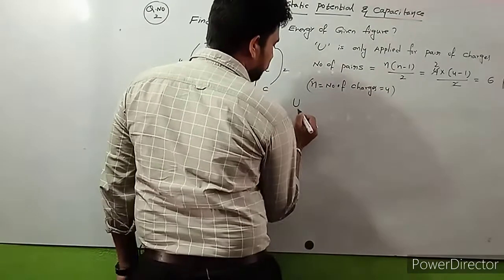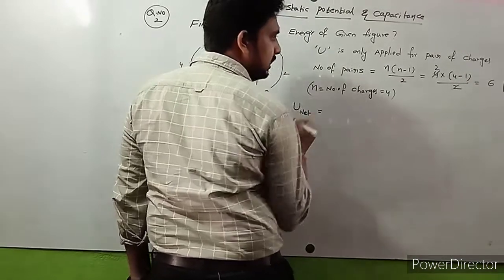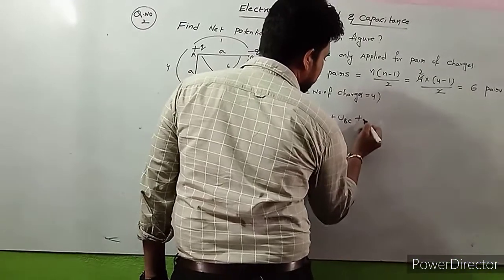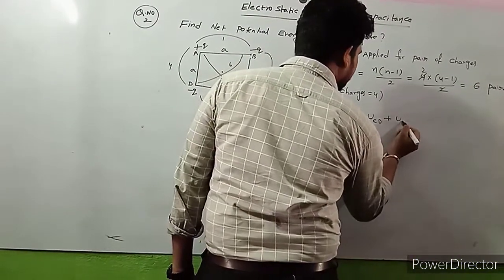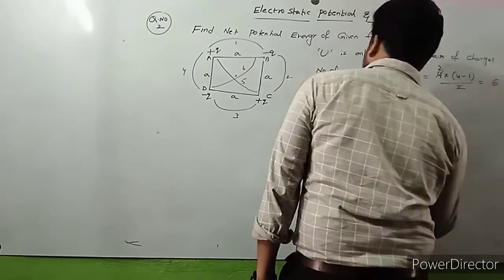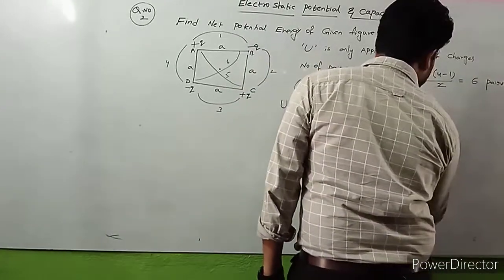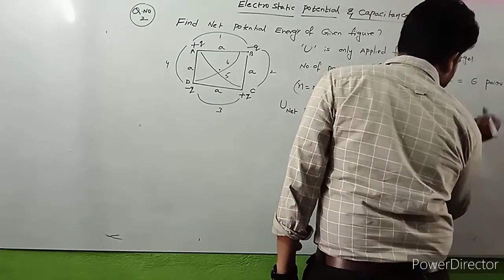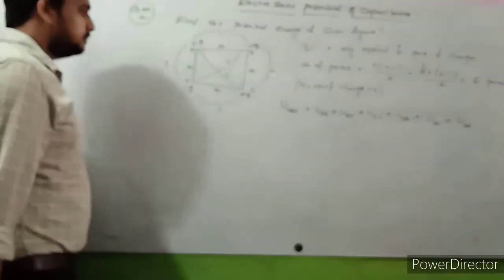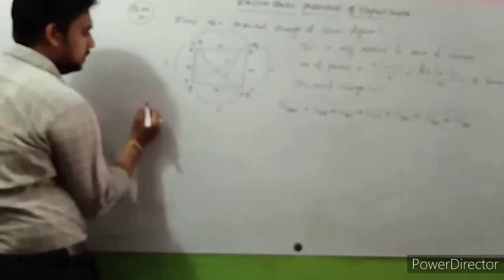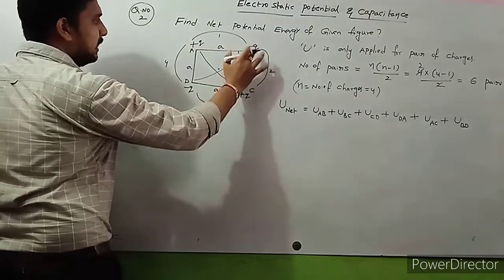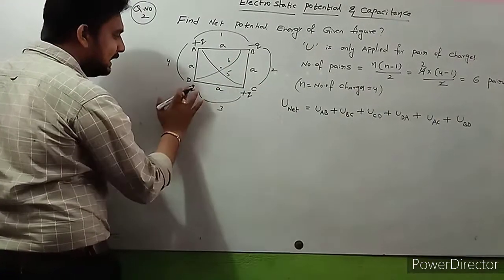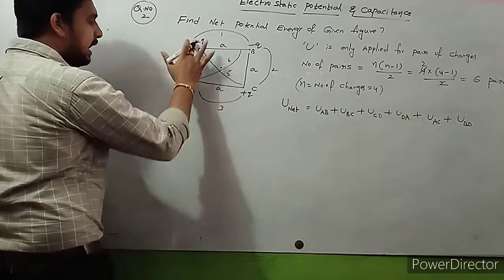That means we need to find the total U net. U net is equal to UAB plus UBC plus UCD plus UDA, and the diagonals also, UAC plus UBD. So for this one, observe carefully: plus q minus q for AB, plus q minus q for BC, minus q plus q for CD, and DA also plus q minus q.